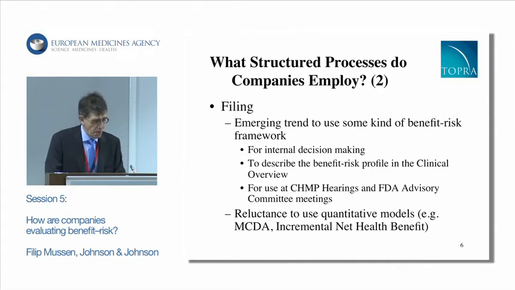Then at the time of filing, we start to see an emerging trend to use some kind of benefit-risk framework. First of all, for internal decision making. So companies deciding about whether or not a product is going to be filed. Again, what's going to be, for example, the label with which it's going to be filed. Is it a first or second line indication, for example, those things.